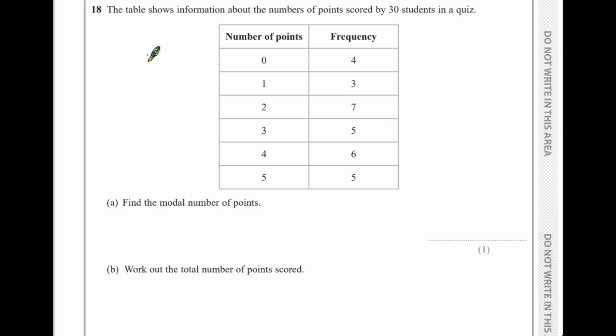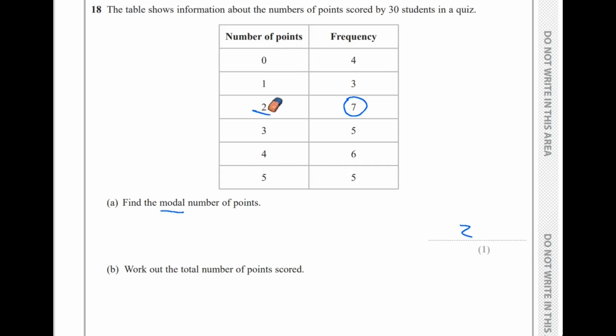Question 18. The table shows information about the numbers of points scored by 30 students in a quiz. And part A says find the modal number of points. Well, the modal simply means the most common number of points. And if we look down the table, it's telling us that 4 students scored no points, 3 students scored 1 point, 7 students scored 2 points. And looking down the right-hand column, the most common score was 2, because 7 students scored 2 points. So the modal number of points is 2.